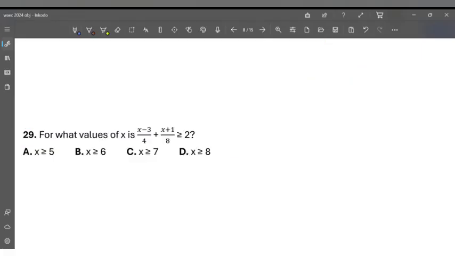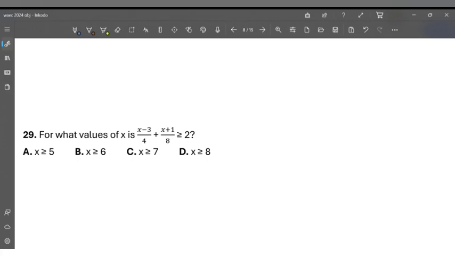Question number 29. For what values of x is (x minus 3) over 4 plus (x plus 1) over 8 greater than or equal to 2? So it's basically a simple inequality. All you need to do is to, first of all, take care of the fractions. You are basically told to find x here. So take care of the fractions first.